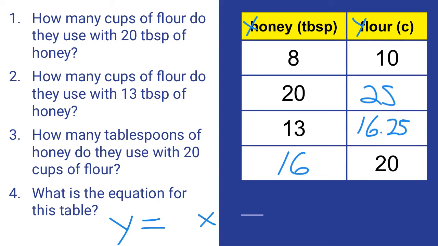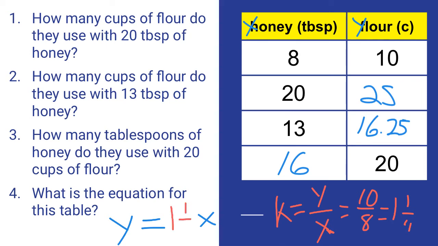So how do we find that? Well, we can pick any two numbers that we want. In this case, I'm just going to use 8 and 10. K is equal to the y over the x. Whatever y is, and the x that's connected to it, I can divide. So I can do 10 divided by 8. And if I do 10 divided by 8, I get 1 and 1/4. Therefore, the equation is y equals 1 and 1/4 x.